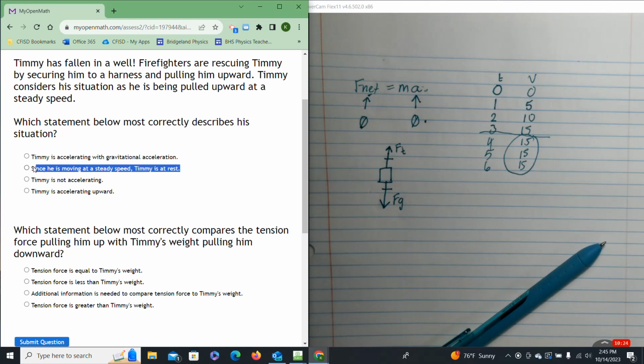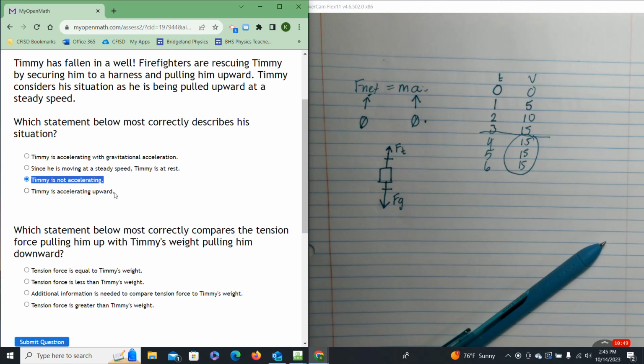Since he is moving at a steady speed, Timmy is at rest. Okay, being at rest would not be moving with a steady speed. I guess technically you can maintain a velocity of 0, but that is not what's happening here. It says he is being pulled upward at a steady speed. That implies he is not at rest. The third one says Timmy is not accelerating. Again, that steady speed does imply that we're not experiencing acceleration.